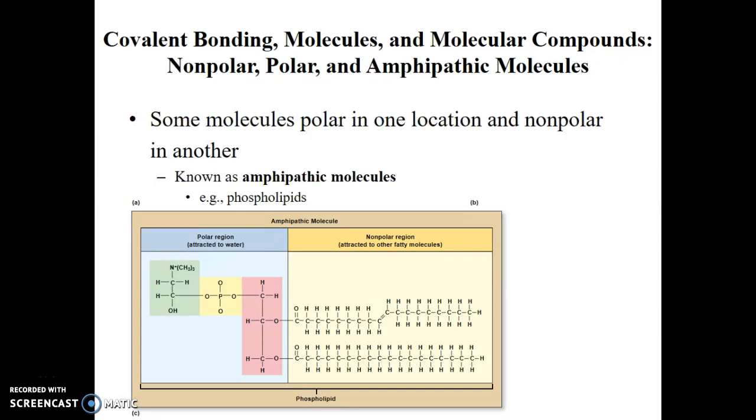So some molecules are considered amphipathic. The term amphipathic means you have a charged region on one part of the molecule, so a polar region, which means you have a covalent bond where you have unequal sharing of the electrons. And then you have a nonpolar region where you have a covalent bond, but you have equal sharing of the electrons. And so phospholipids are examples of amphipathic molecules. They have a polar region that is attracted to water and a nonpolar region that is attracted to other nonpolar molecules and repelled by water.